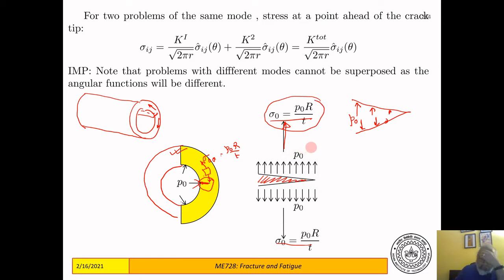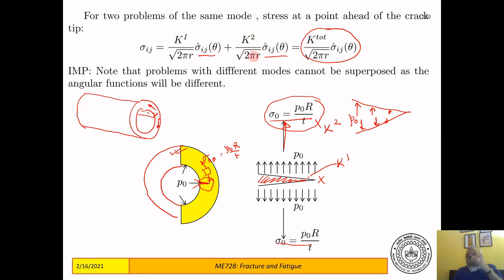So the total stress intensity factor in this case can be found out by adding the stress intensity factor due to this problem, which we call K1, and this problem, which we call K2. So if you want the stresses ahead of the crack tip, very close to the crack tip, then the stresses would be K1 by root 2 pi r sigma ij hat and K2 by root 2 pi r sigma ij hat.